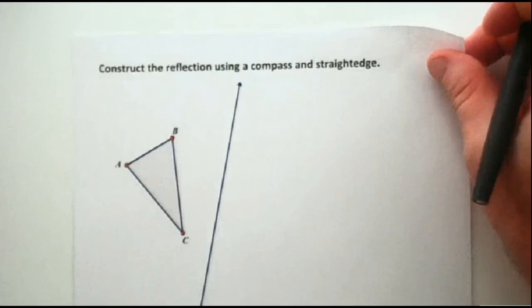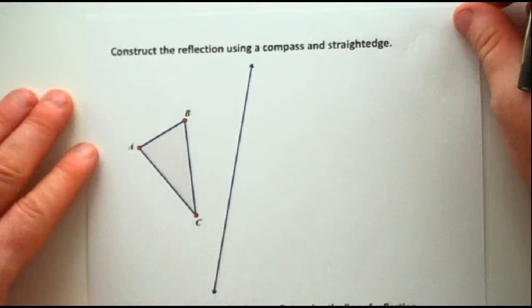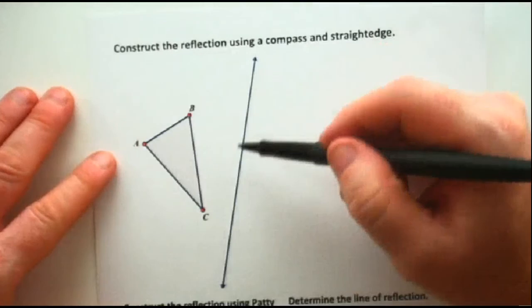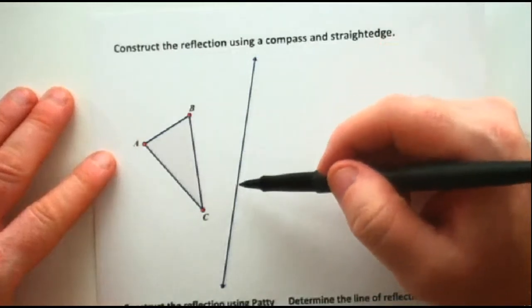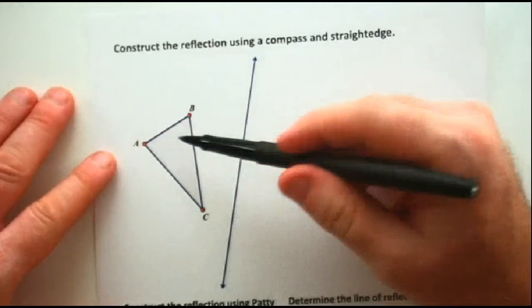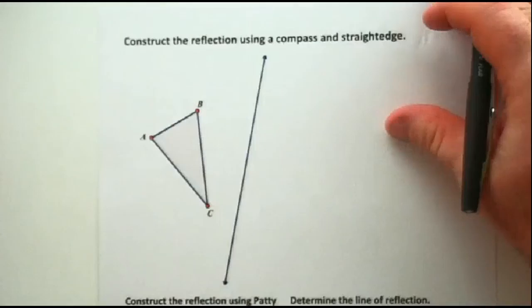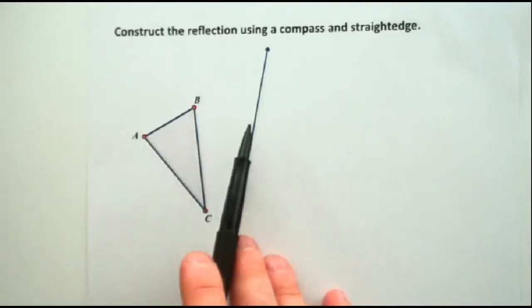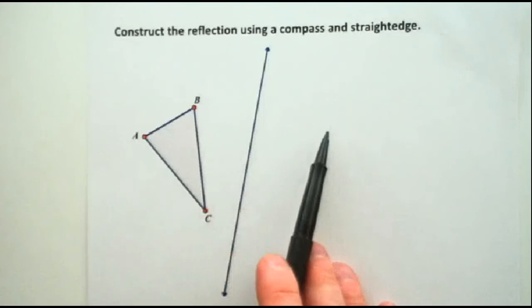So this says construct the reflection using a compass and a straight edge. Now, if you remember, the definition of a reflection basically said that this has to be a perpendicular bisector of B, B prime, A prime, C, C prime. So what we're going to do actually is construct perpendicular lines through B, A, and C. And those perpendicular lines, then all we have to do is mark off the same distance on the opposite side.